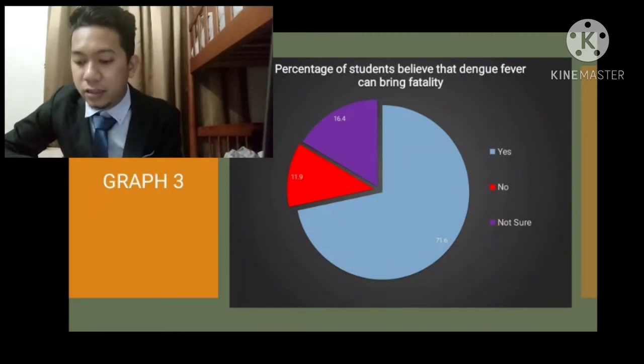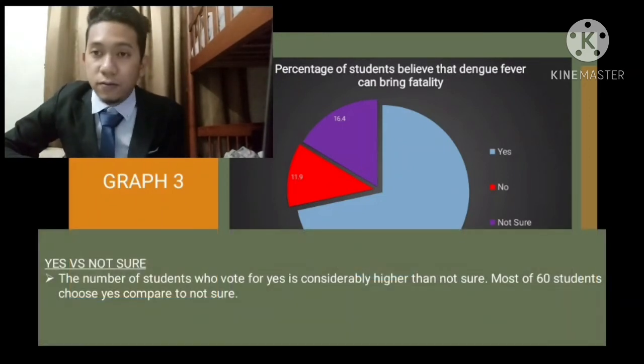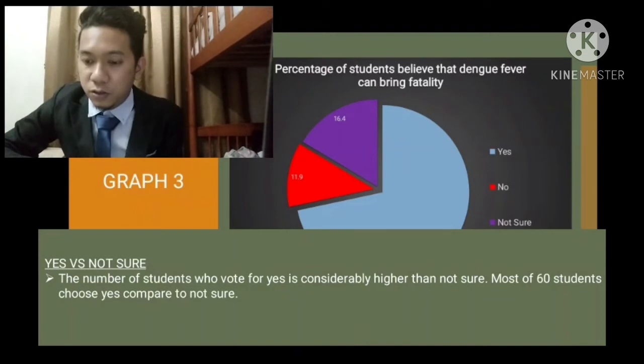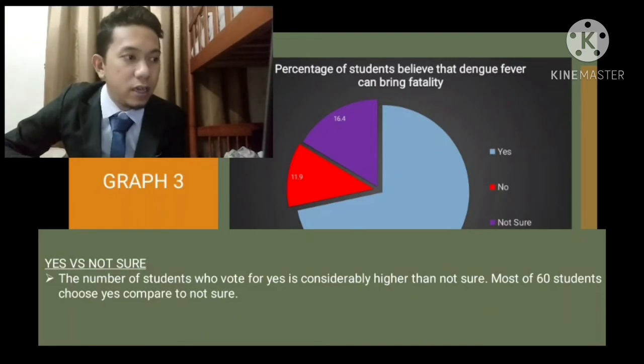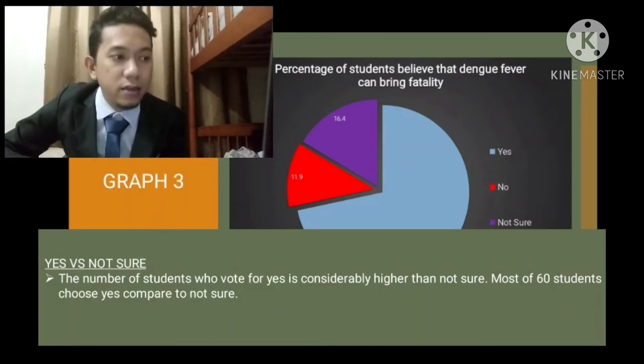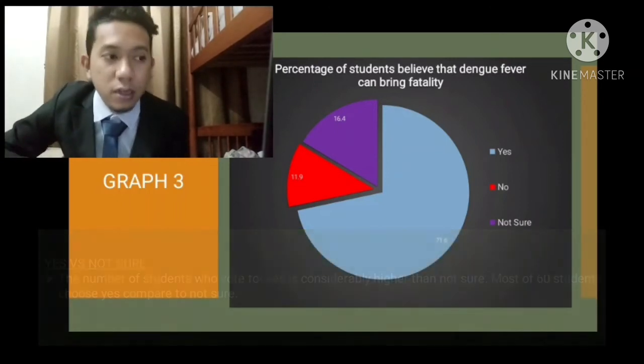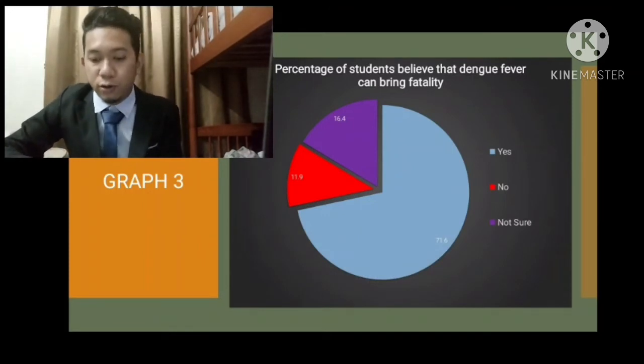Next, I will compare the voting of yes and not sure among the Psis students. As shown from this pie chart, the number of students who vote for yes is considerably higher than not sure. Most of the 16 students choose yes compared to not sure.